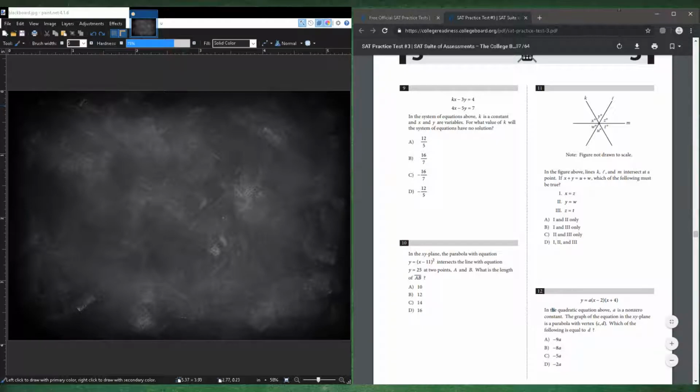y is equal to w, which I don't think is true. And x is equal to z, which is true because it's right across from each other right here, and the line m kind of splits them apart. So if these two are the same thing as this and this, then these two have to be the same thing. That means these two have to be the same. So the answer is B.